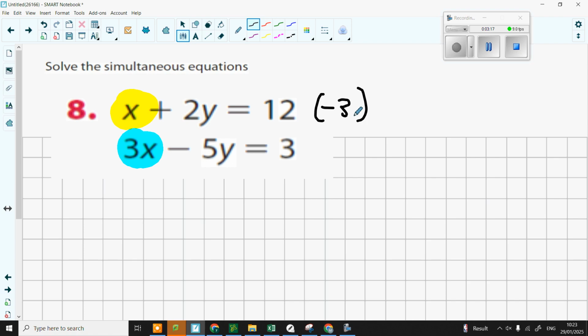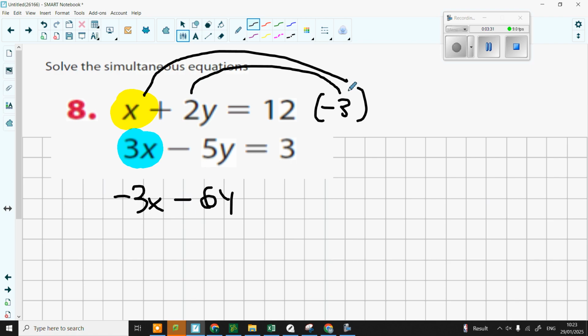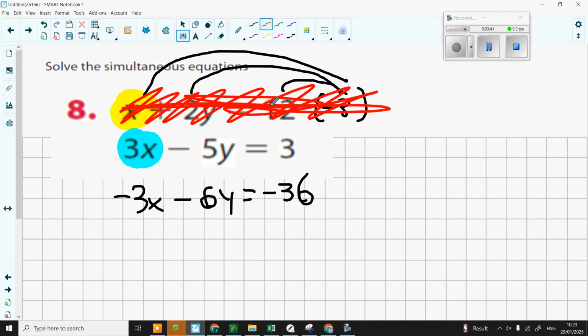Minus 3. And remember what I said earlier, you have to multiply both sides of the balanced equation by the same number, don't you? So what's minus 3 times x? What's minus 3 times 2y? And minus 3 times 12. Yeah. Now what we're going to do now is we're just going to ignore that top equation now. We're just after using it. Gonzo. Don't scribble out in the exam, just for your sake I'm doing it.